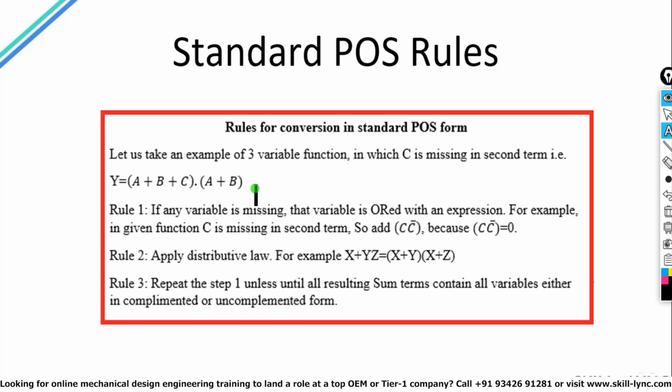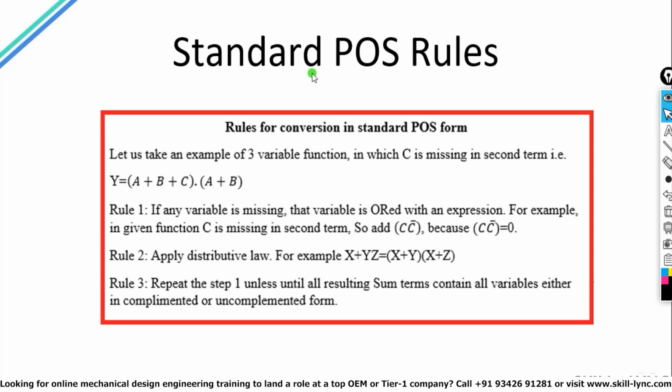So repeat the same step again and again until you get all the variables in the function. If all the variables are present in the function, it becomes a standardized POS form. Okay. So let's take the second example of the standardized POS form. Before proceeding further, I want to summarize that in POS, if any variable is missing, simply say it is a non-standard form.